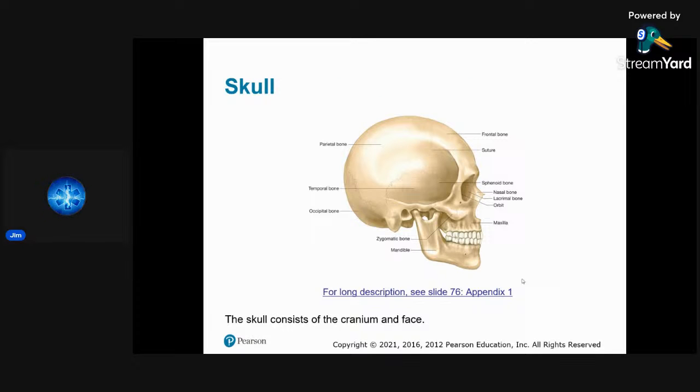Here's a nice picture of the skull that consists of your cranium and face. And as you can see, your skull has several bones that are fused together. We'll talk about these fissures or the fusion lines later on in pediatrics. But you can see the frontal bone, you have the parietal bone, temporal bone is in the temple area, and the occipital bone is in the back of the cranium.